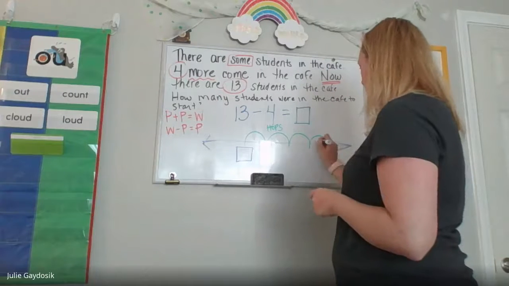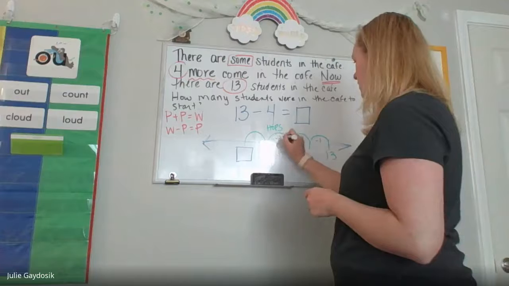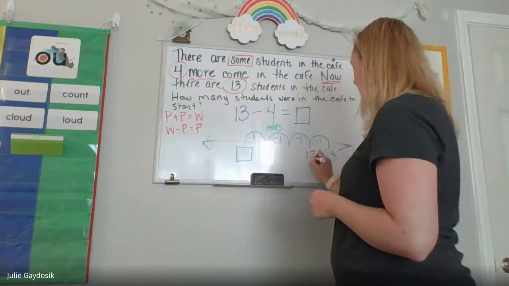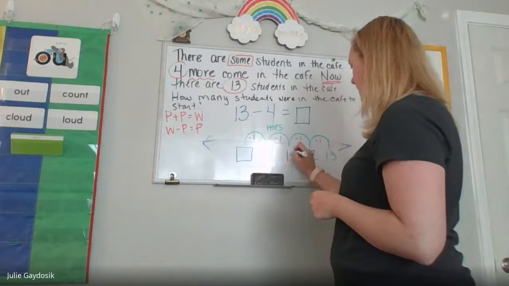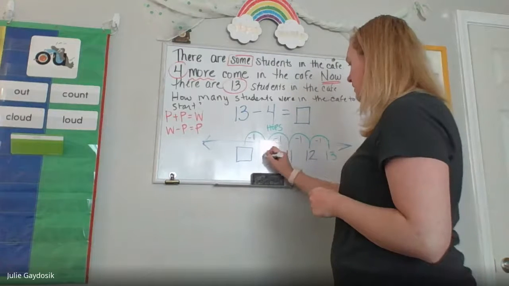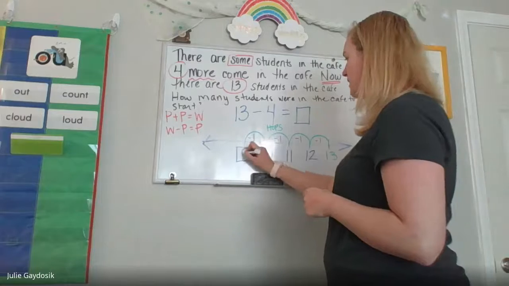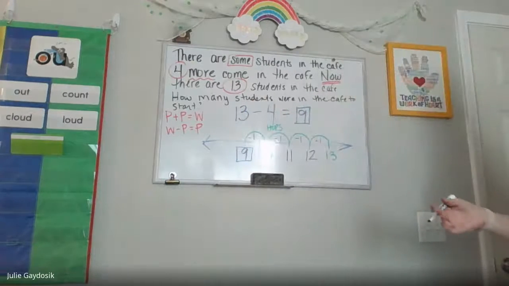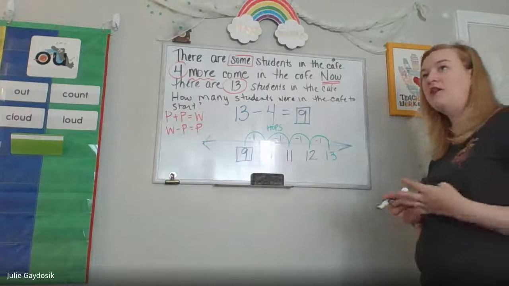13 minus 1, 2, 3, 4. Always double check your hops. 13 minus 1 is 12. 12 minus 1 is 11. 11 minus 1 is 10. And 10 minus 1 is 9. Same answer, different way of solving it. So you can solve it in 2 different ways.